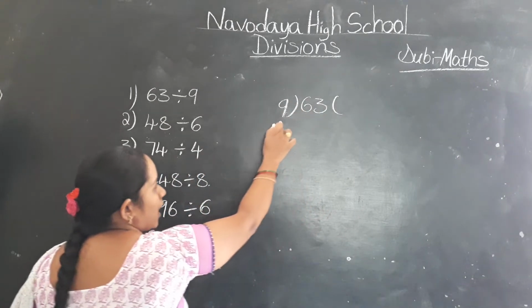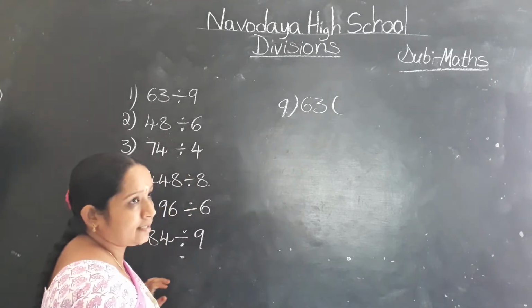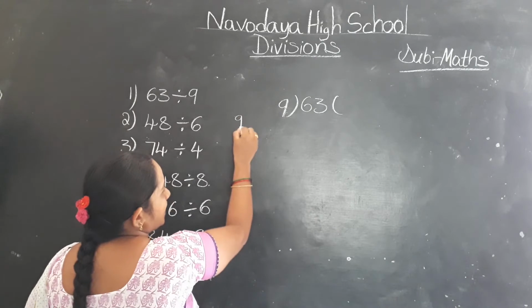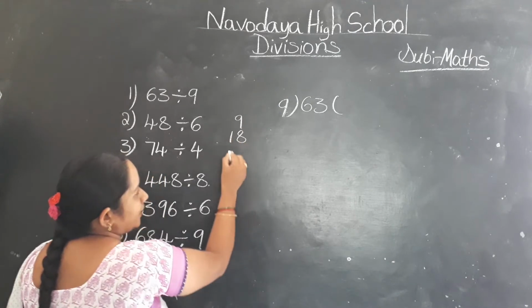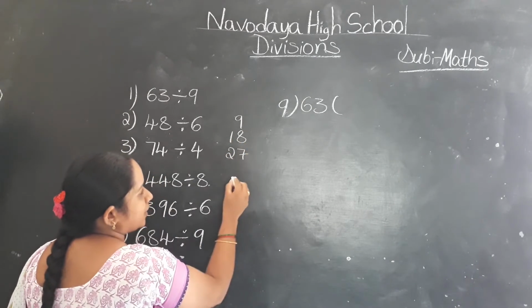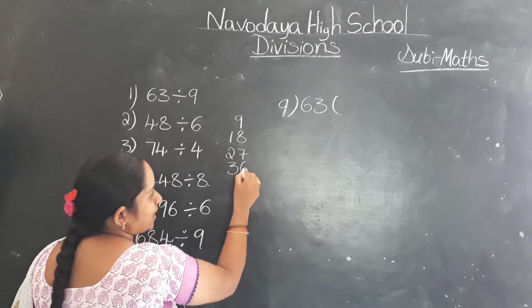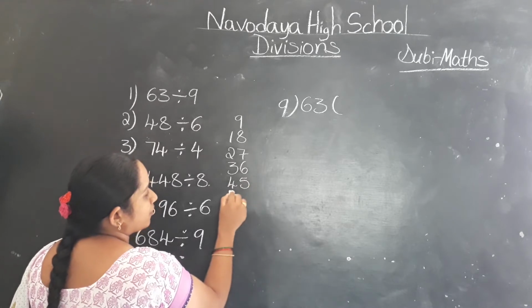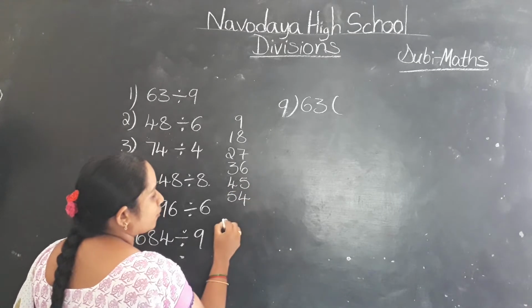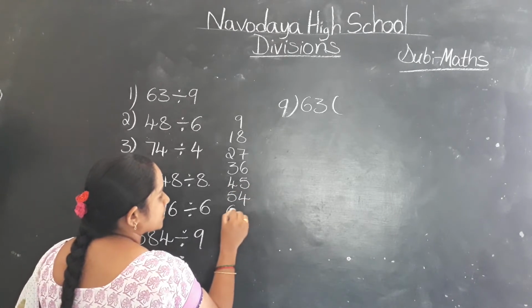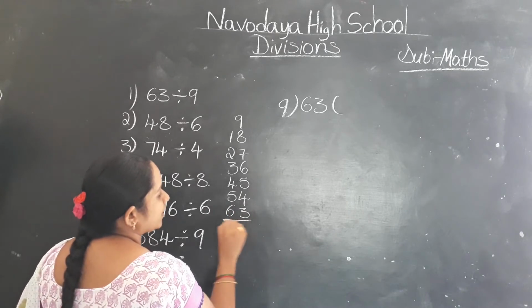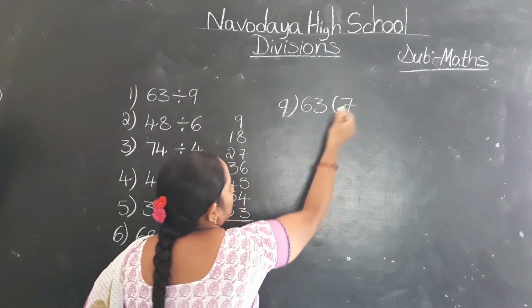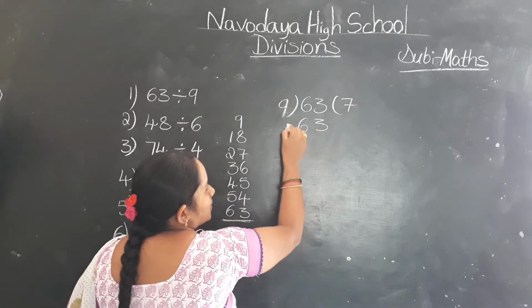In 9 table how many times we will get 63? Do you know 9 table children? Tell me. 9 ones are 9. 9 twos are 18. 9 threes are 27. 9 fours are 36. 9 fives are 45. 9 sixes are 54. 9 sevens are 63. How many times we get? 9 sevens are 63.